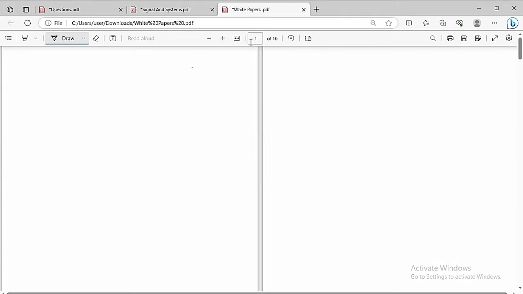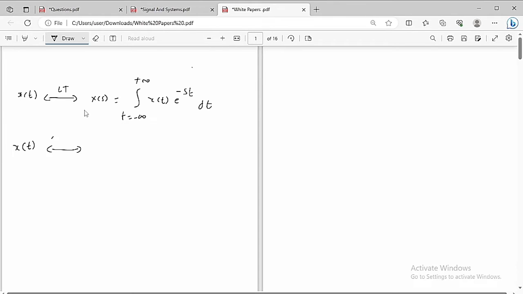Finally, let me give you some important formulas that you always have to keep in your mind. For the continuous time case, what is the Laplace transform for x of t? X of s is equal to the integration from t equal to minus infinity to plus infinity of x of t into e to the power of minus st into dt. If you want to find the continuous time Fourier transform, then replace s by j omega. That's it. Replace s by j omega.